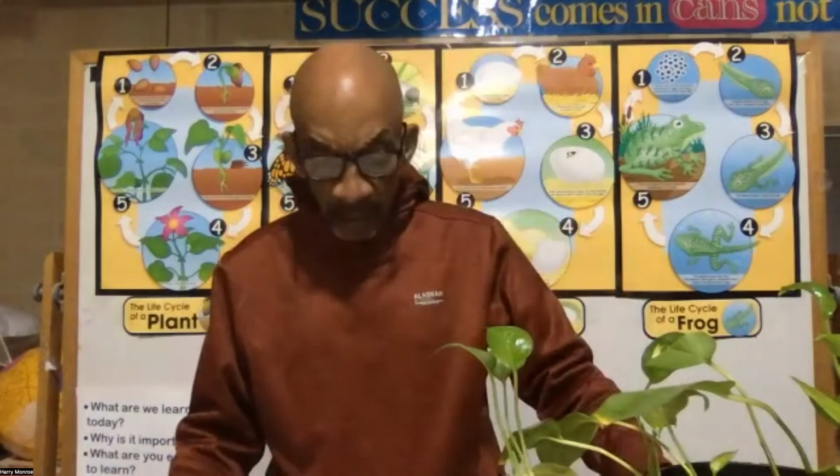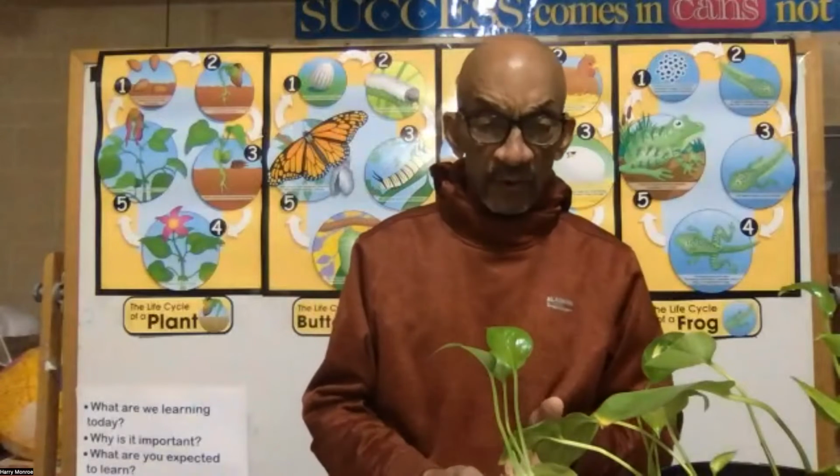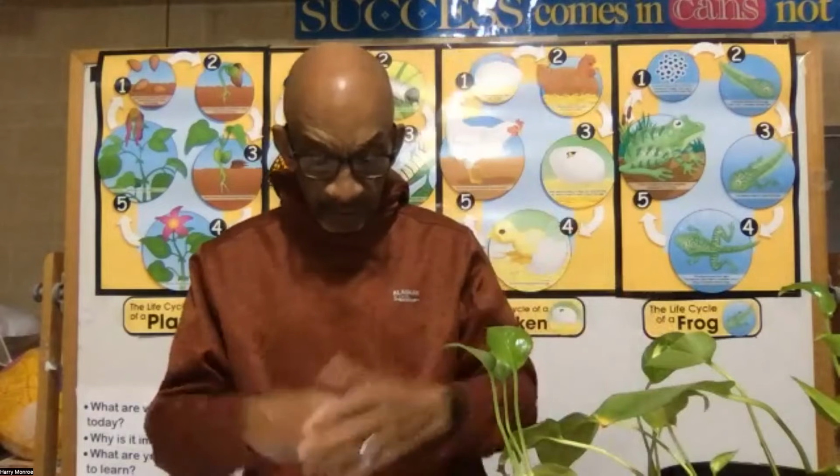Now, plants are considered to be producers simply because they take in three main ingredients to make their own food. They take in sunlight, they take in water, and they take in something called carbon dioxide. It's a gas that actually we breathe out, okay?